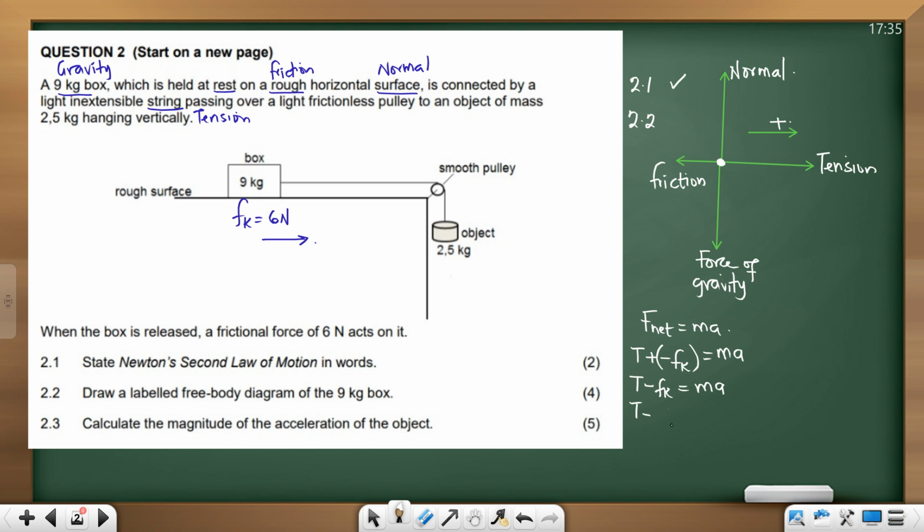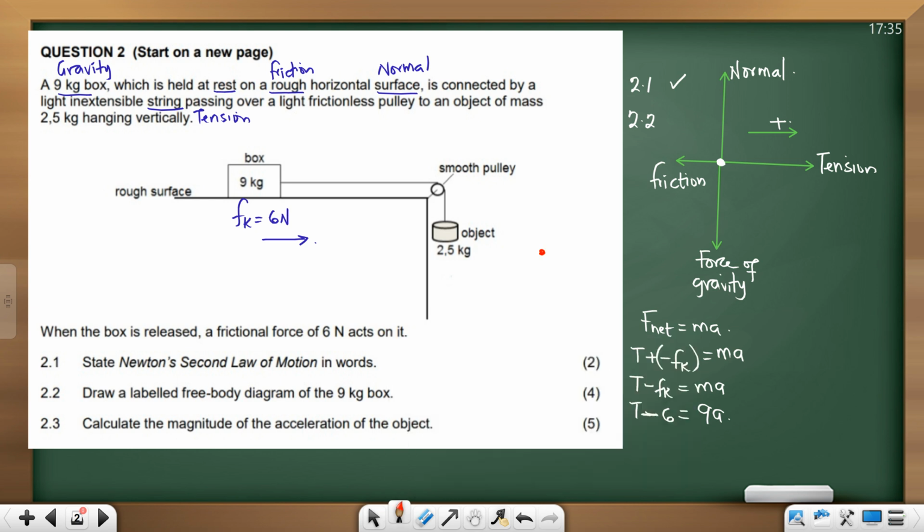But do I know my friction? Yes. What's the mass? 9. Do we know acceleration? No. Okay, so we have T minus 6 equals 9a. My dear learners, already we see that we have 2 unknowns. We've got to work with the second object.